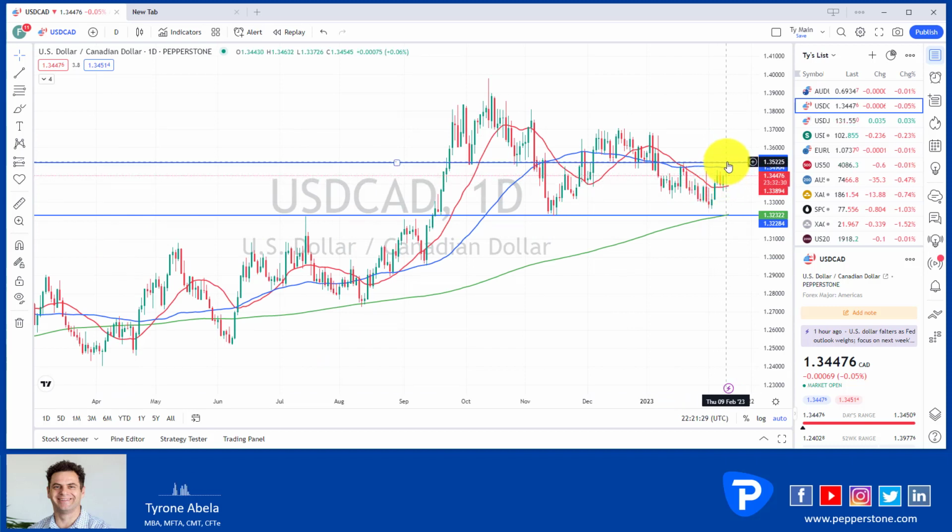Look, where it is now, it's a bit of a stalemate. You have to go to the daily to see that, of course, but it's basically trapped within this range still, and a little bit to go before it gets to real resistance.